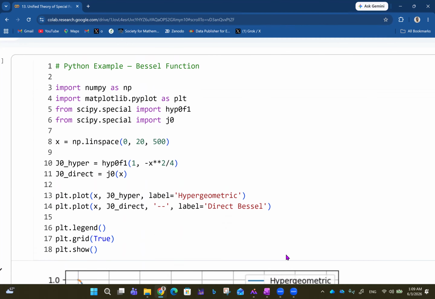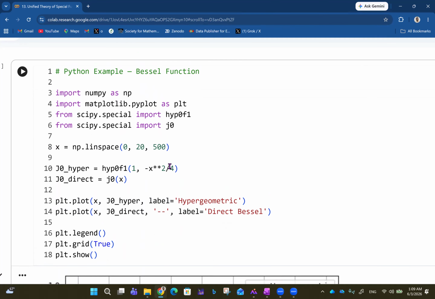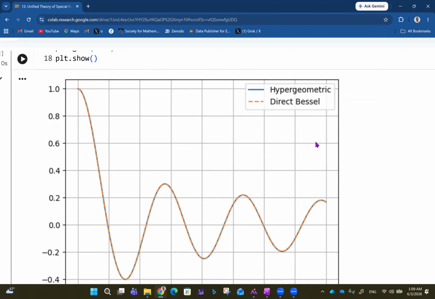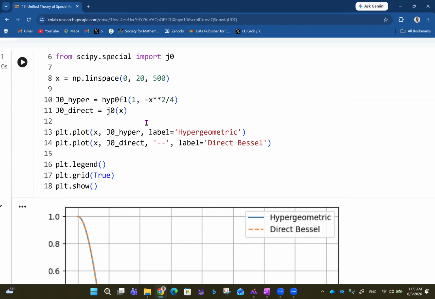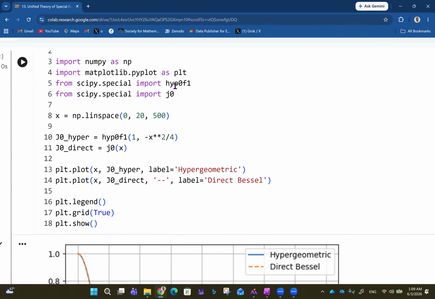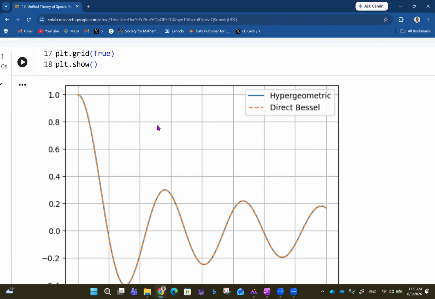So for the Bessel function, we can evaluate it. In this case, we need the 0F1, that's Bessel, and then we need J naught to compare the direct Bessel and the hypergeometric type of it. So if we run this now, we get this. So you see, they're basically the same. The direct Bessel is the one with J sub 0, which we get from SciPy special, and the Bessel using hypergeometric is now hyp0f1, like we saw already. So they are basically the same thing.